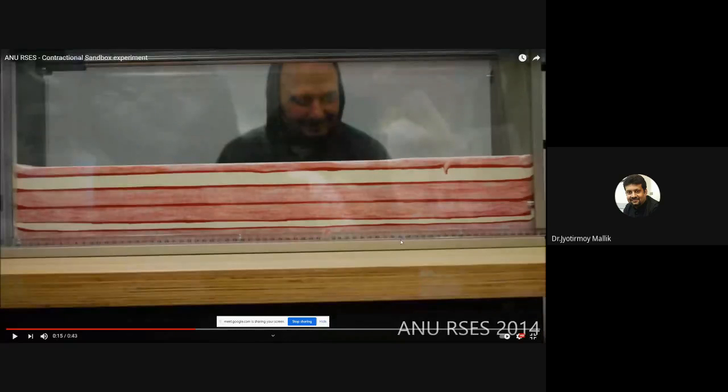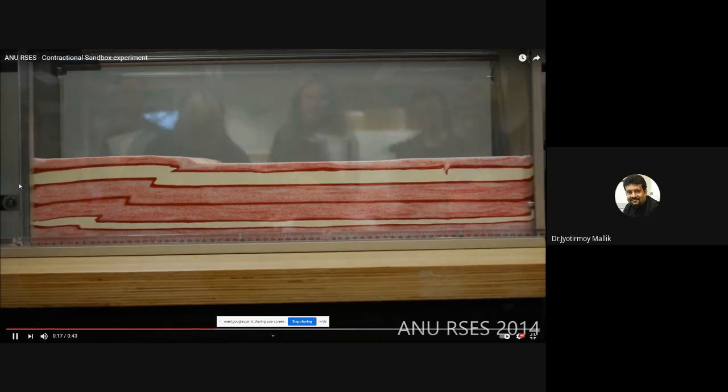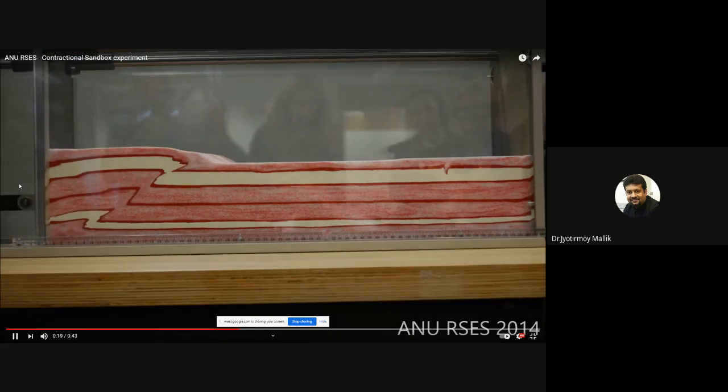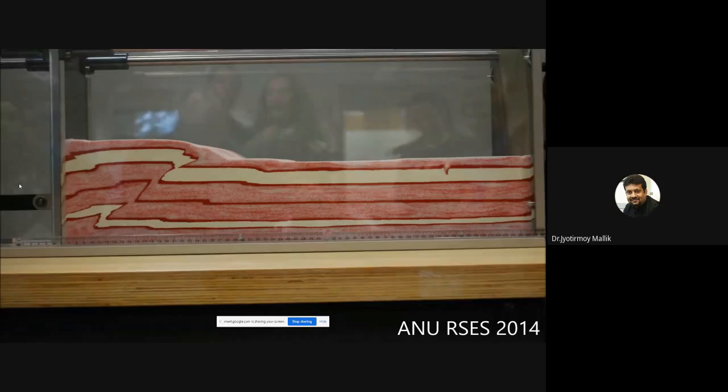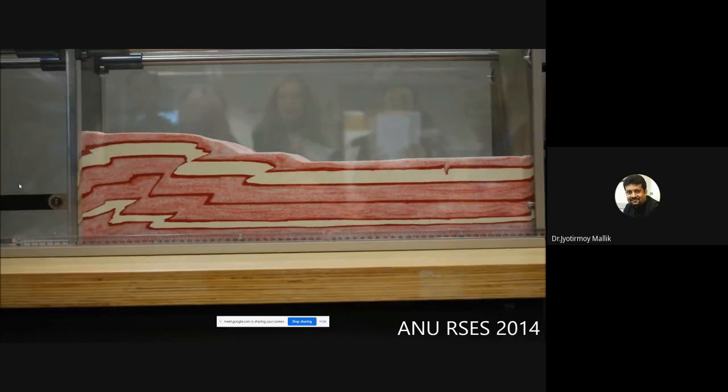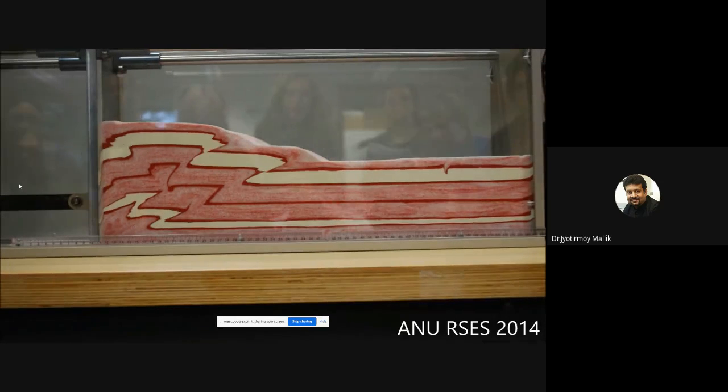Okay, so here you see a series of layers, which has been made in the laboratory with sand and glass beads. The sand has been colored, and then some sort of force is being applied. Now, this is a controlled force, and then you create structure. Are you observing this beautiful structure being generated?